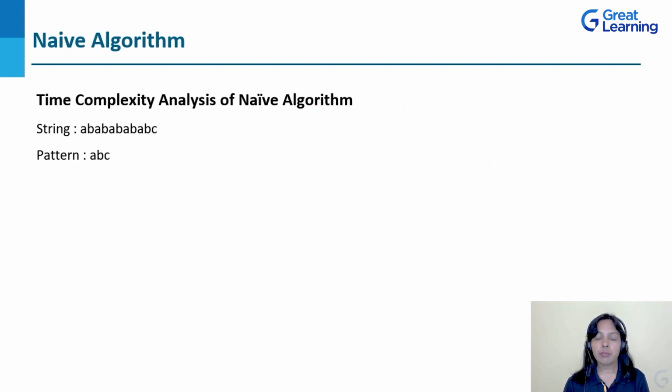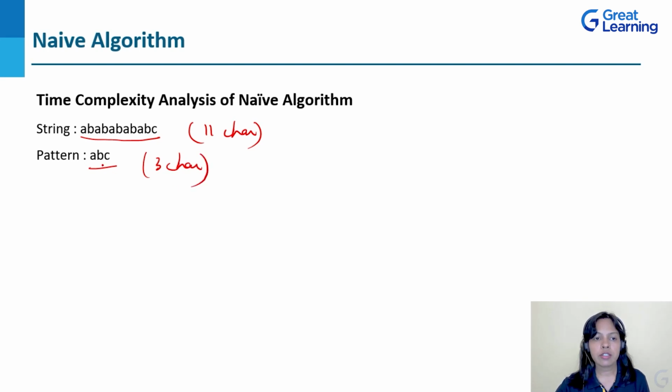Now, with the help of this worst case scenario of the naive algorithm, we'll be able to arrive at the time complexity of the naive algorithm. Okay, so for a given string, the pattern has to be found in the given string, right? Suppose the number of characters in the string is, so here if I take the example, 11 characters are there in the string, and in the pattern 3 characters are there.